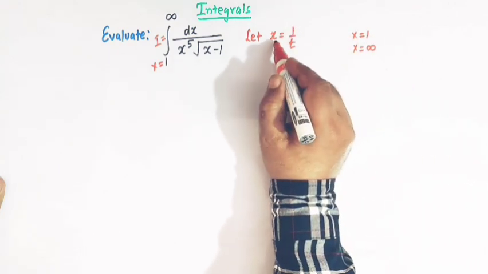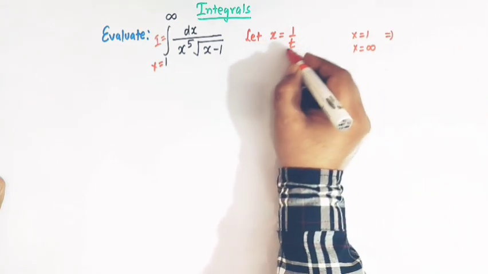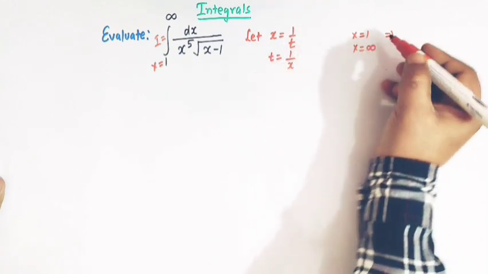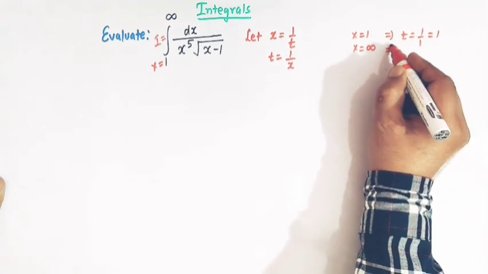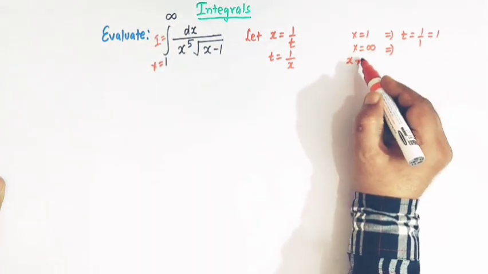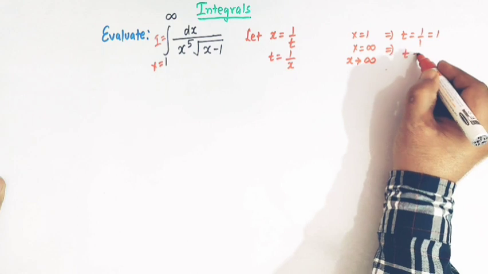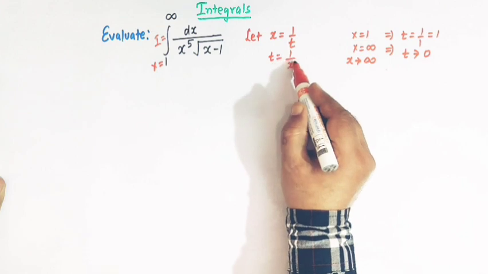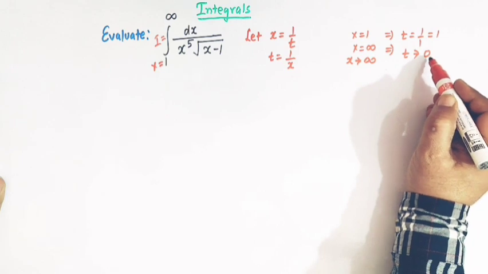So when we take this substitution, x is equal to 1 over t, we can also write this expression as t is equal to 1 over x. So when x is 1, t is equal to 1 over 1, that is 1. And when x tends to infinity, then t tends to 0, because here we have 1 over infinity, 1 over a very big number or a large number. So 1 over a large number tends to 0.